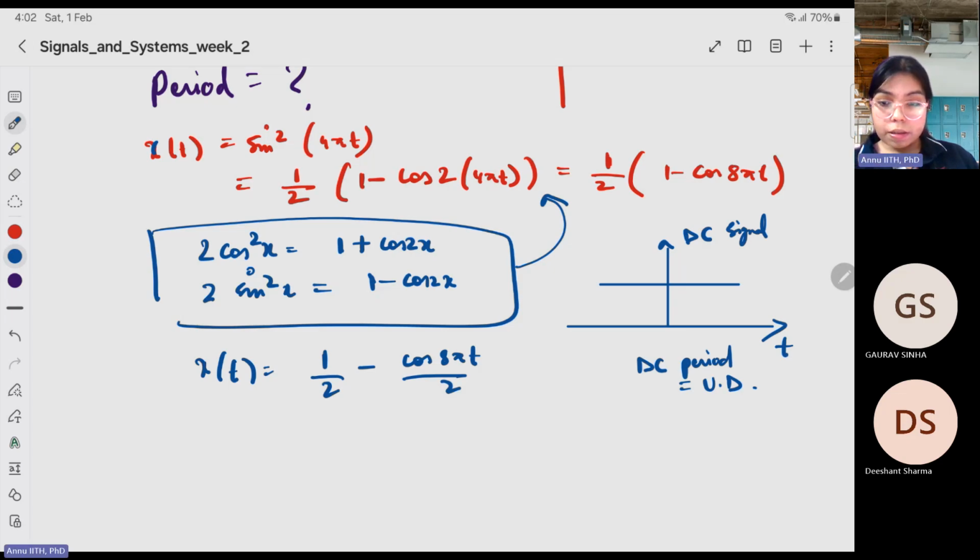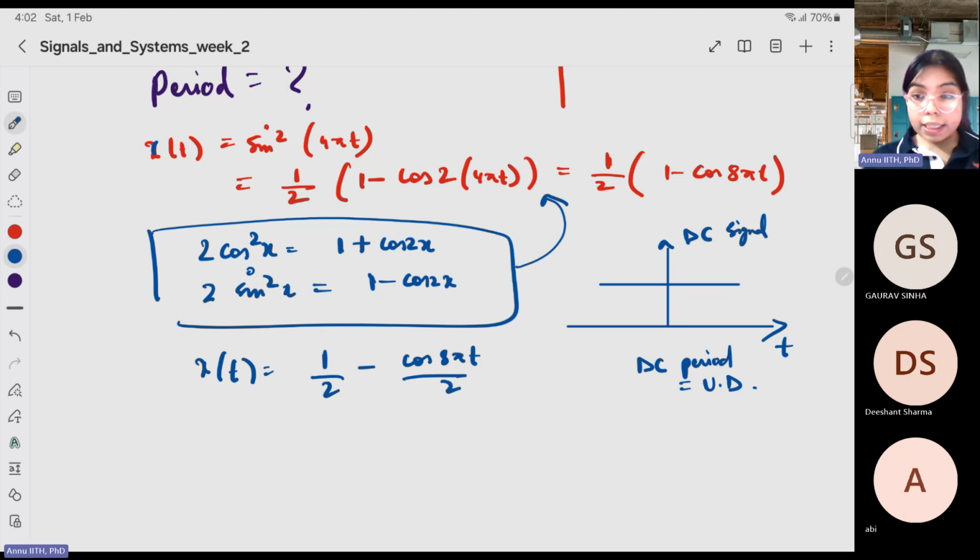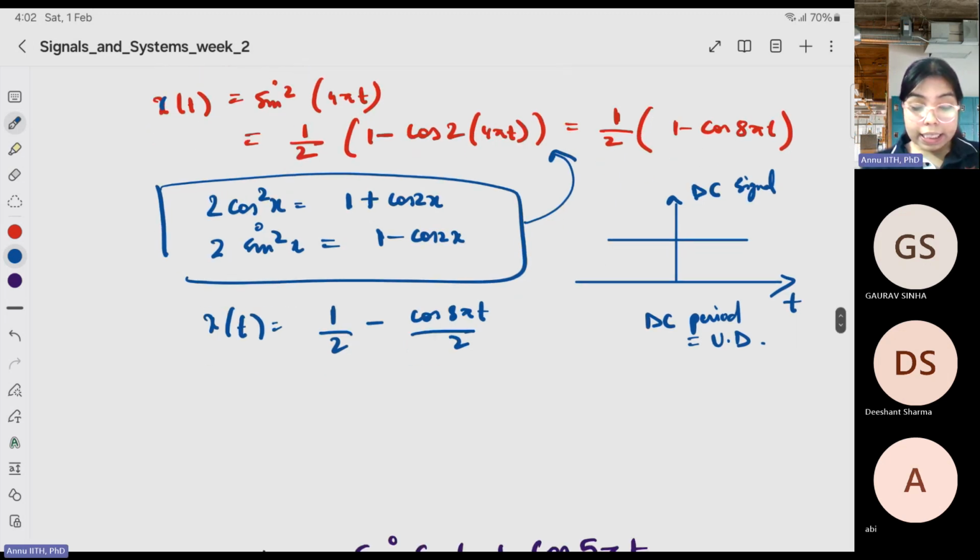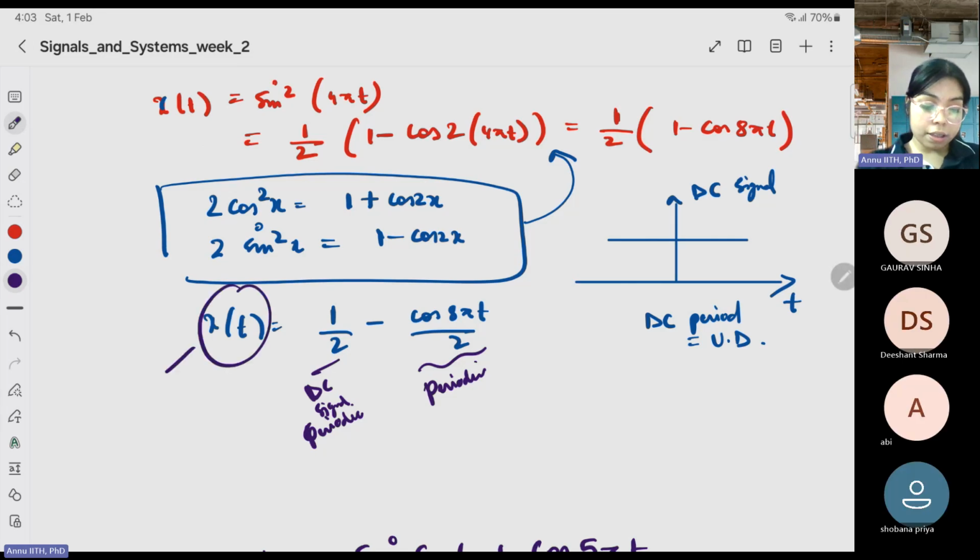So the DC signal, well and good. Now the second term is cos 8 pi t. The first is a DC signal, all of you agree? The second is a periodic signal. So if we sum or multiply, if we do operations over two or three periodic signals, the resultant will be periodic. So the answer is periodic for sure.